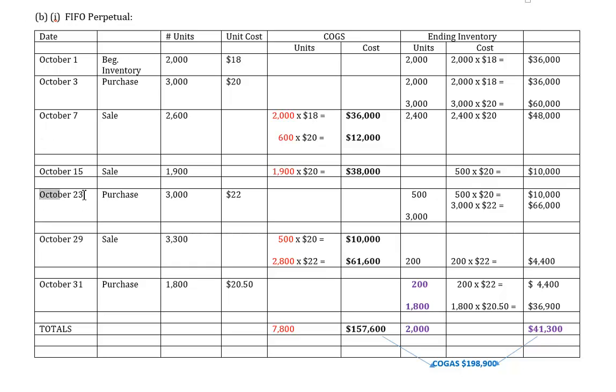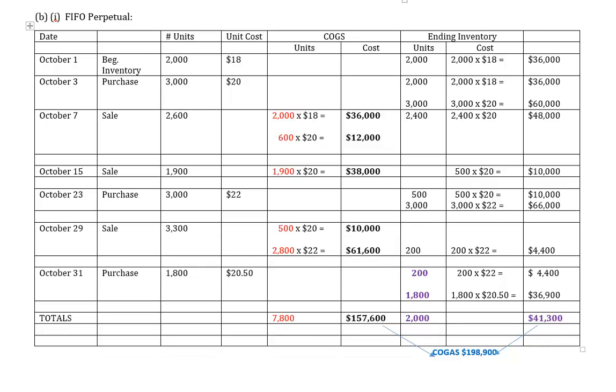On October the 23rd, I bought another 3,000 units. So now here's my tiered approach. I have 500 left from these 2,400, so they're sitting in inventory at $20 a piece. And then I have these 3,000, right? Here, that I just bought, sitting in my ending inventory at $22 each.